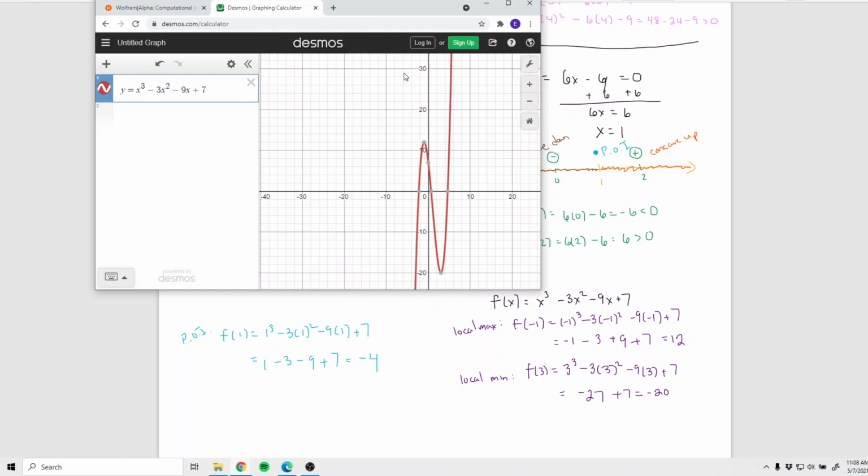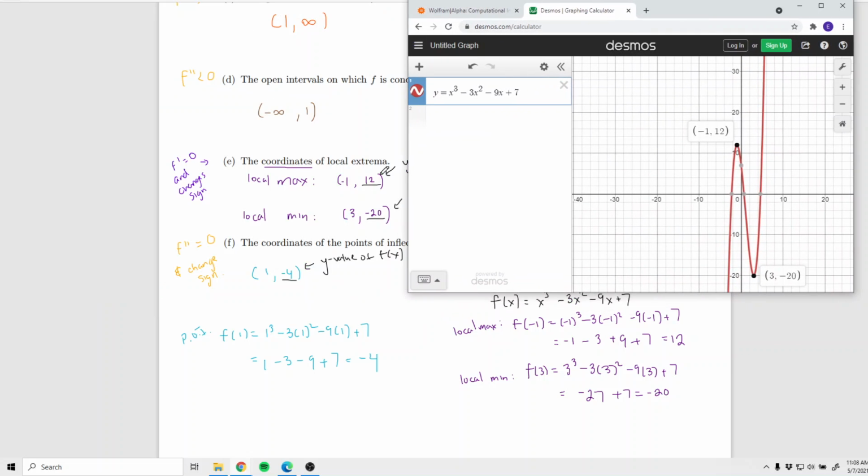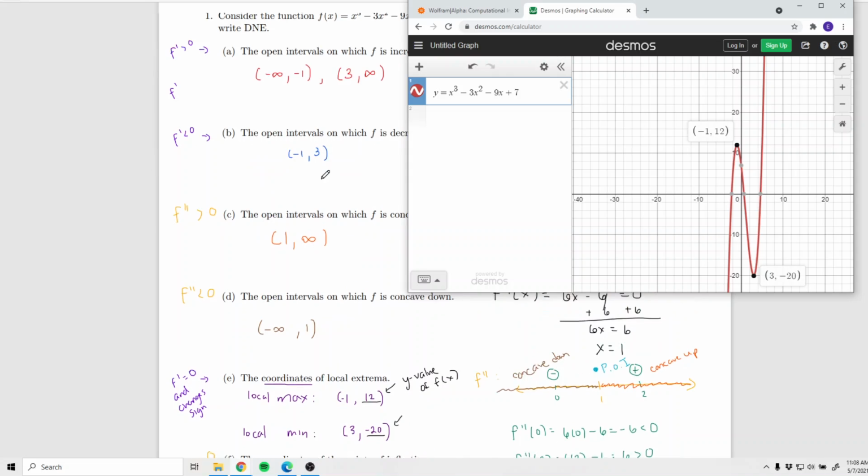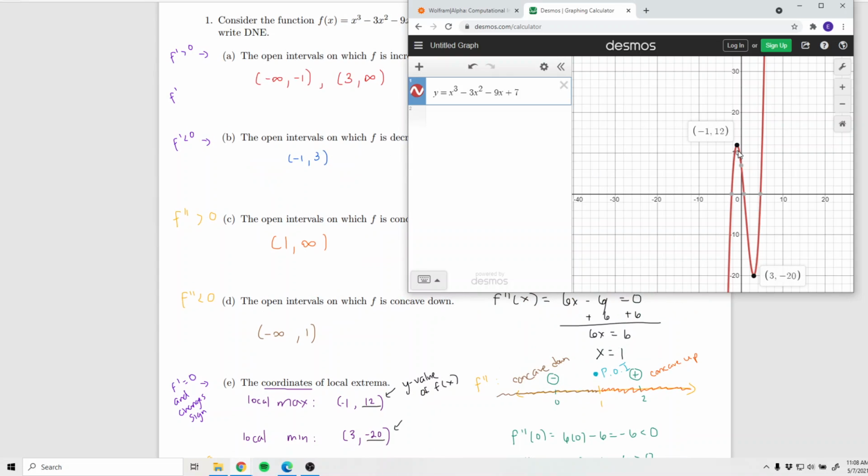The main thing is that we know we have a maximum and minimum, and actually one of each. And we can see that it works out because our local max was at x equals negative 1 and y equals 12, which is right there. Our local min was at x equals 3 and y equals negative 20, which is right there. If we look at the decreasing, we were decreasing between and increasing everywhere else, which matches up perfectly. So as far as the first derivative, everything makes sense.